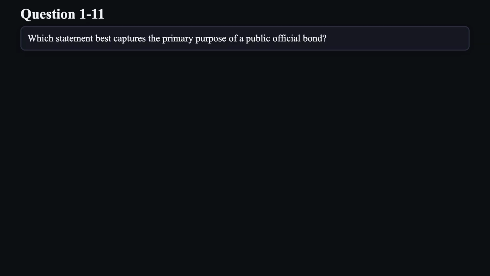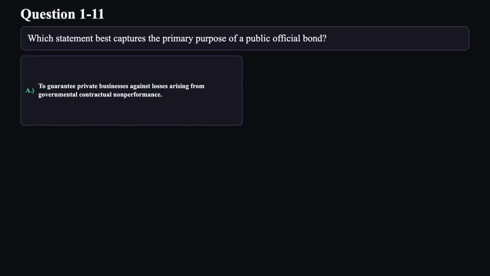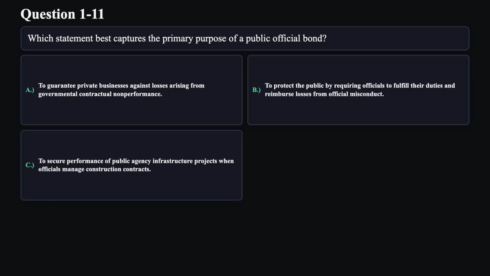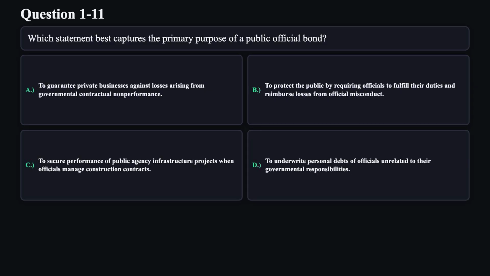Question 11. Which statement best captures the primary purpose of a public official bond? A. To guarantee private businesses against losses arising from governmental contractual non-performance. B. To protect the public by requiring officials to fulfill their duties and reimburse losses from official misconduct. C. To secure performance of public agency infrastructure projects when officials manage construction contracts. D. To underwrite personal debts of officials unrelated to their governmental responsibilities.